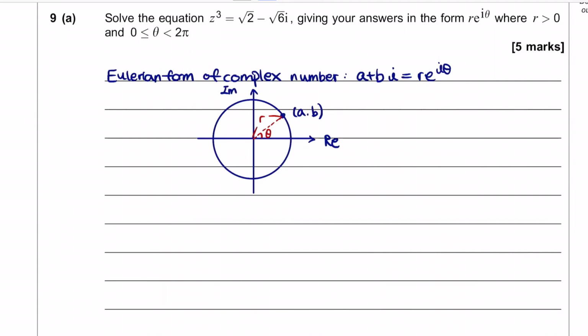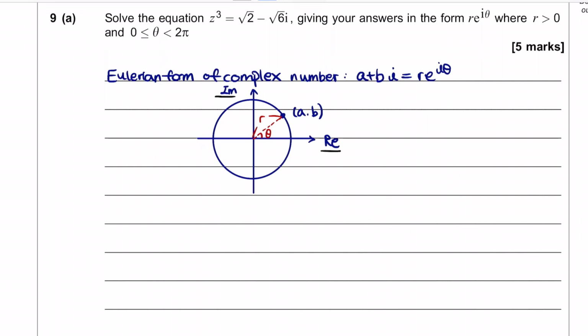Question 9. For this question, you have to know the Eulerian form of the complex number, where a plus bi can be written in r times e to the power of i theta form. Here, a and b are real numbers, and b is the imaginary part. So if you plot in the real and imaginary coordinate, you will get such. Here, our example complex number is a plus bi.